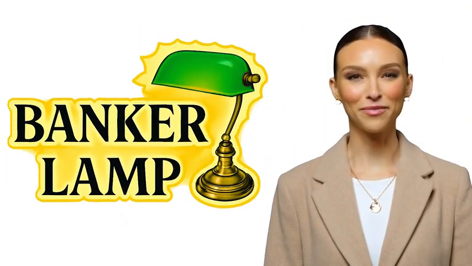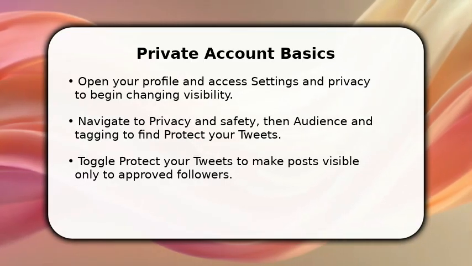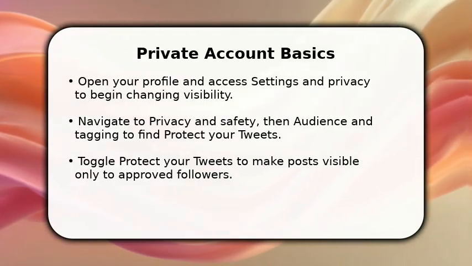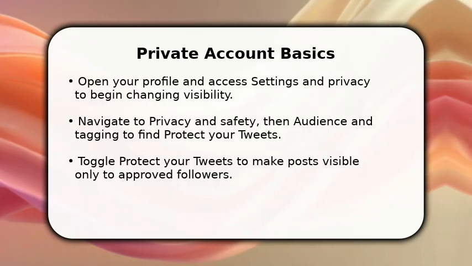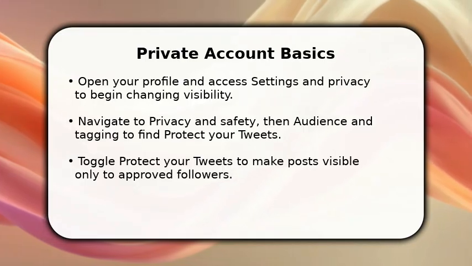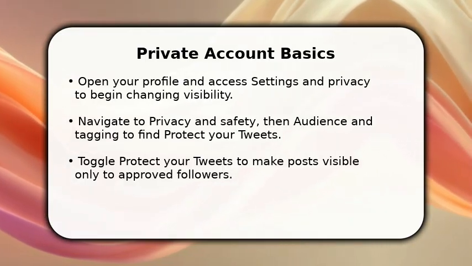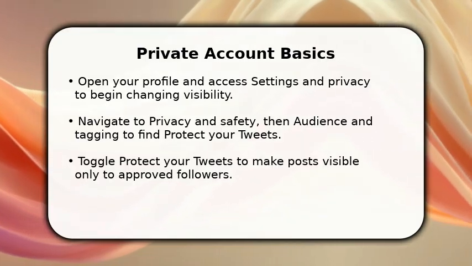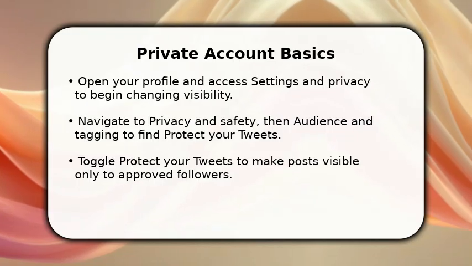Please enjoy the video. In this video, I will explain how to set your Twitter account to private. Go to your profile, tap Settings and Privacy, select Privacy and Safety, then Audience and Tagging. Toggle Protect your tweets to make your posts visible only to approved followers. Review pending follower requests and adjust your profile visibility for email or phone lookup.